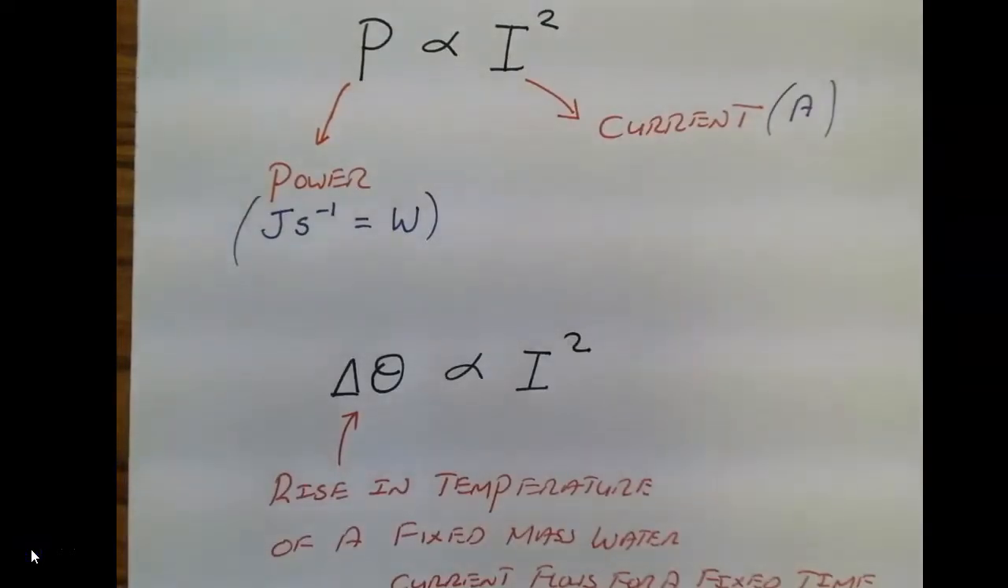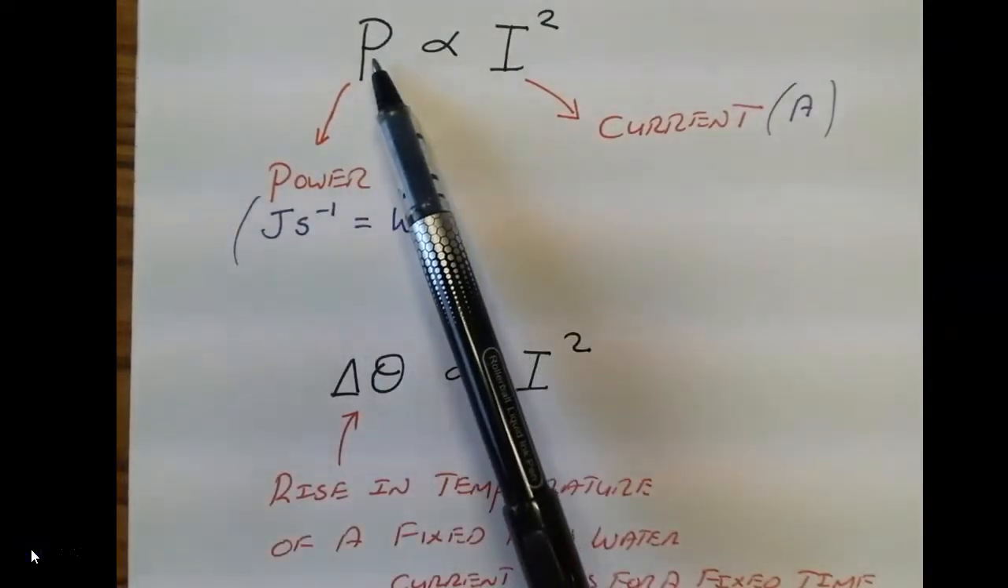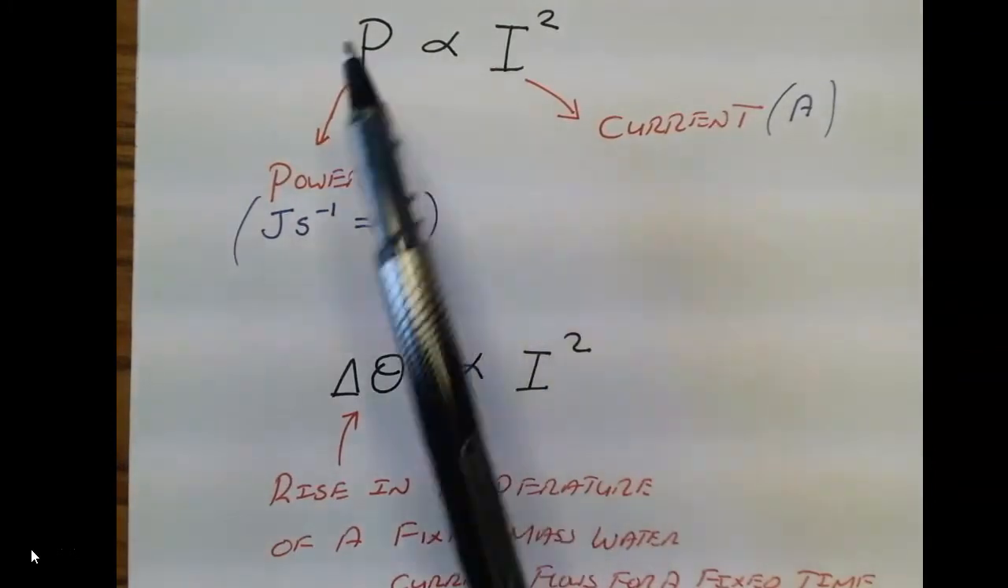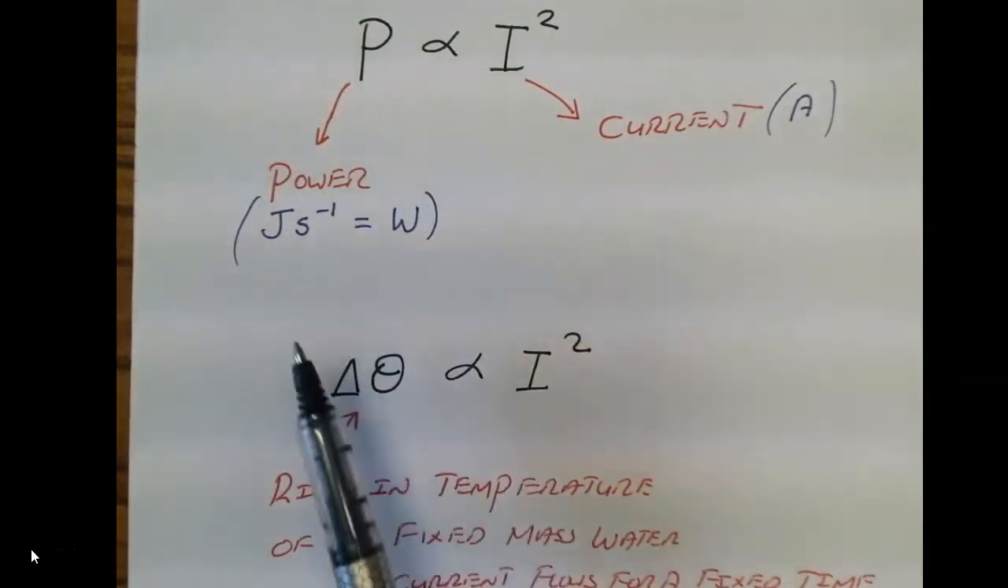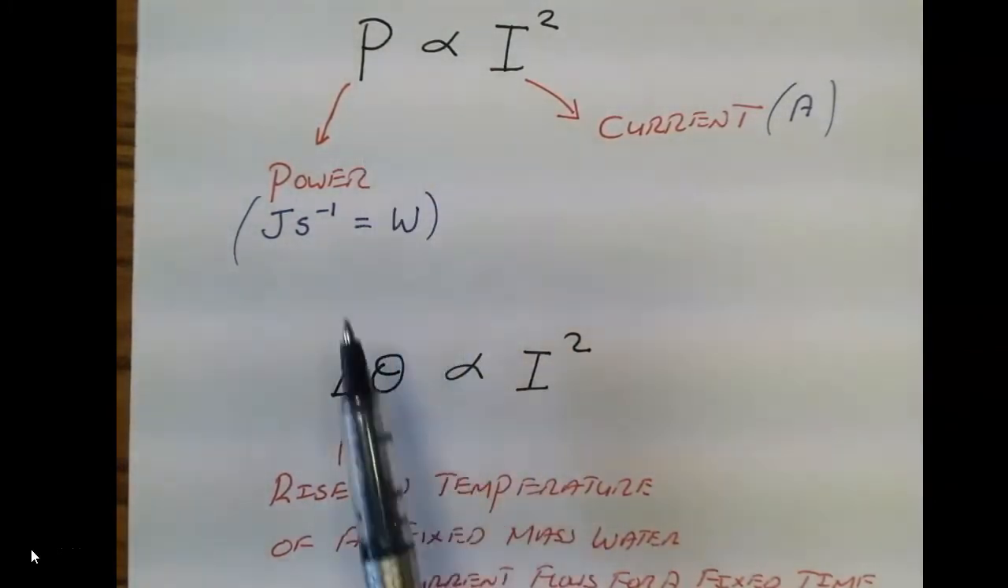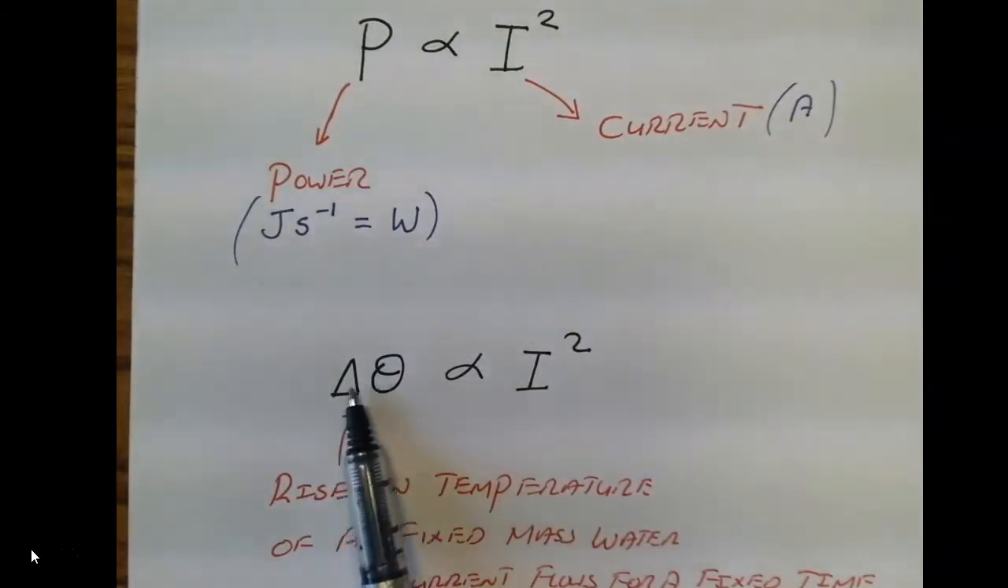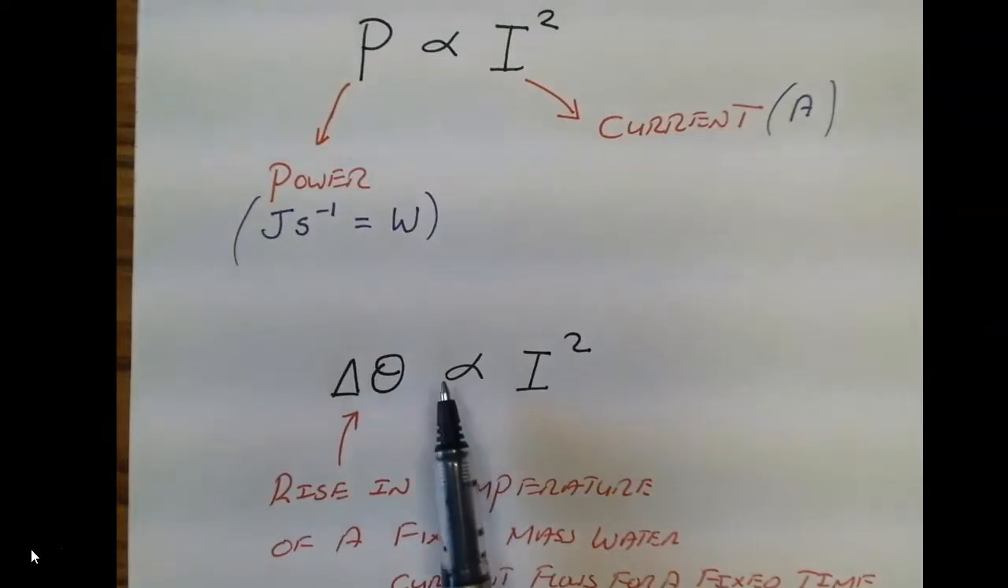However, because it's quite difficult to actually measure the power of a heating coil, in the Leaving Cert it is accepted that if you prove that the rise in temperature caused by this heating coil, when you're using a fixed mass of water and the current is flowing for a fixed time, will also be directly proportional to the current squared.